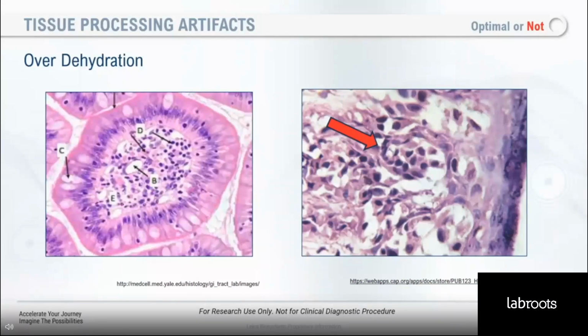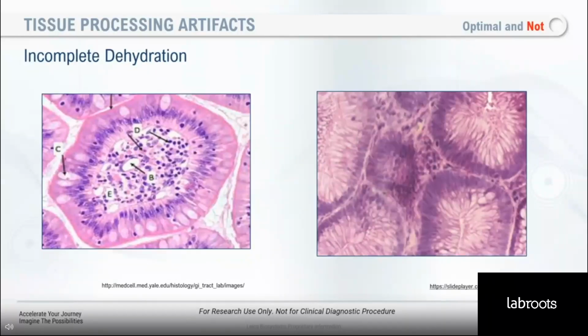Remember, the section on the left is what we're going for. It has crisp staining with well-defined nuclei and cilia compared to the section on the right that is an example of severe over dehydration that not only results in chatter and darker staining, as we discussed in the previous slide, but also you can see these artifactual spaces.